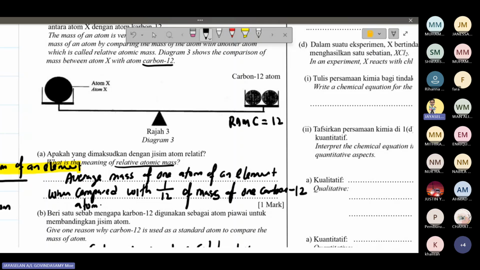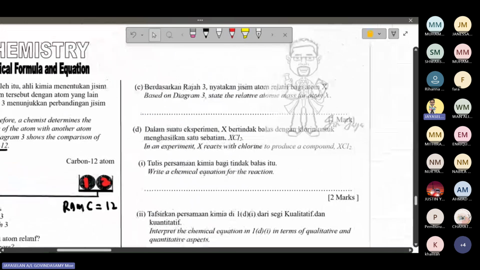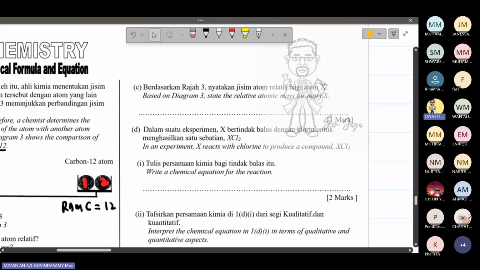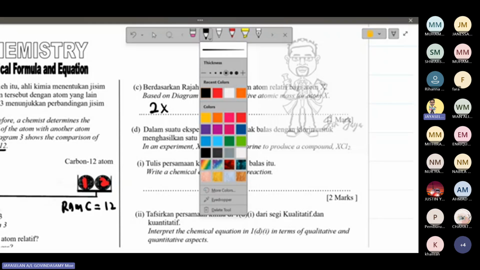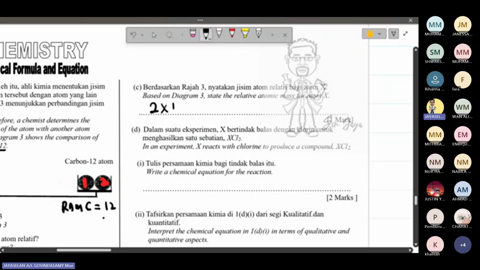Kena dekatkan. Okay, here how many atoms do we have? 1 atom, 2 atom, right? Okay, 2 atom. So what is the relative atomic mass of atom X? We have 2 carbon atoms, multiply by the RAM of carbon. What is the RAM of carbon? 12. You will get 24.